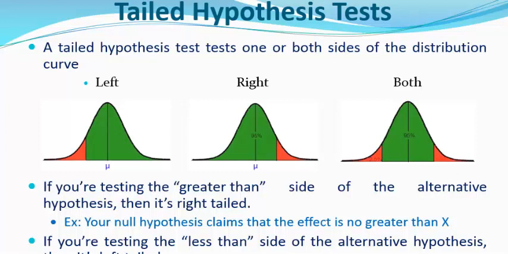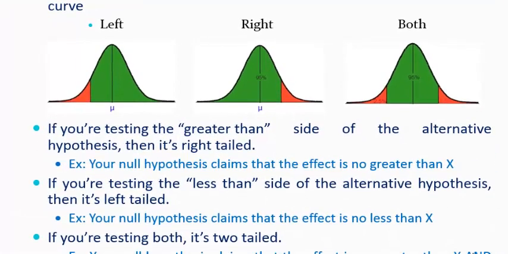So here's a couple of examples you may recall. If you're testing the greater than, then it's right-tailed, which means if your null hypothesis claims that the effect is no greater than x, well then you have to try to see if you can find any results that are greater than x. Because if you do find results that are greater than x, that's not a good thing. If you're testing less than, on the other hand, then it's a left-tailed test. So if I say, for example, I am claiming that it will rain no more than 100 days this year, well, that's a right-tailed test, because we're looking to see if there's anything more than 100.